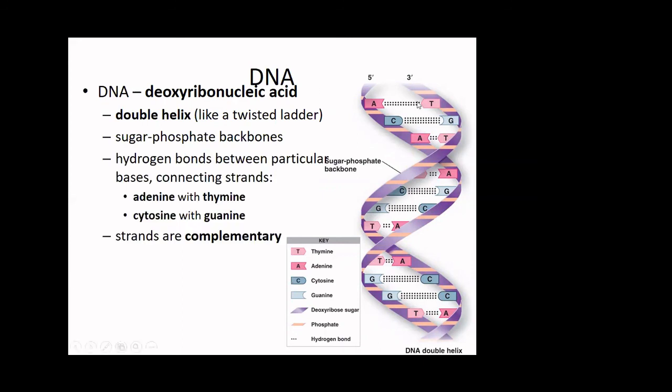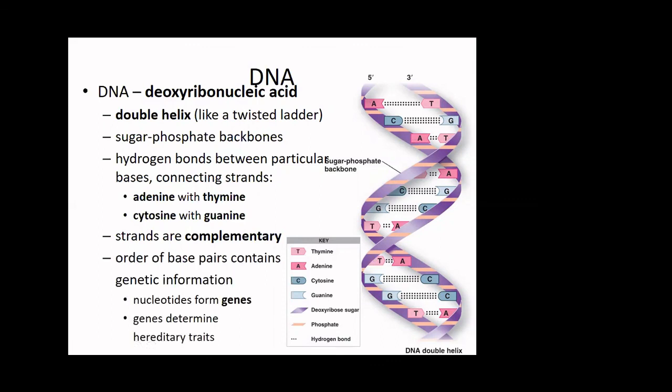Between these nucleotides, we have hydrogen bonds. A binds with T, C binds with G, because A and T can make 2 hydrogen bonds, and C and G can make 3. So 2 bonds with 2 and 3 bonds with 3. The strands are always complementary to each other in that one strand will have a sequence and the other strand will have the exact opposite of that sequence.